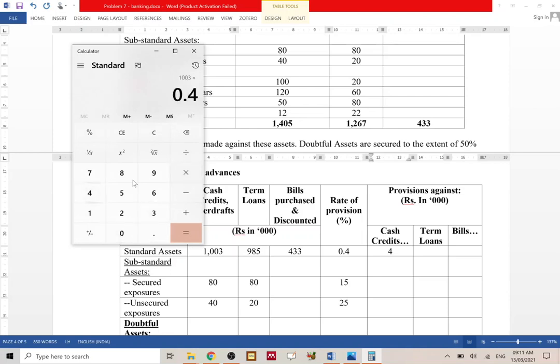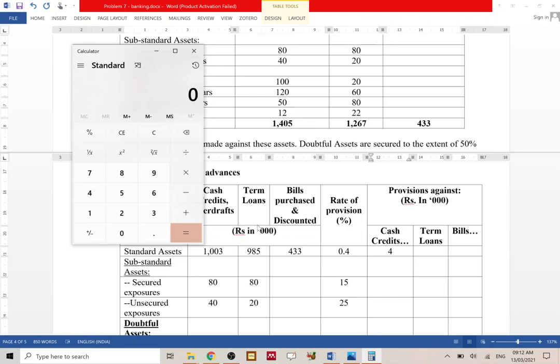Multiplied by 0.4, divide by 100. What you get is 4.012. Round it up to just 4. Same way, the provisions against term loans will be 0.4% of 985.